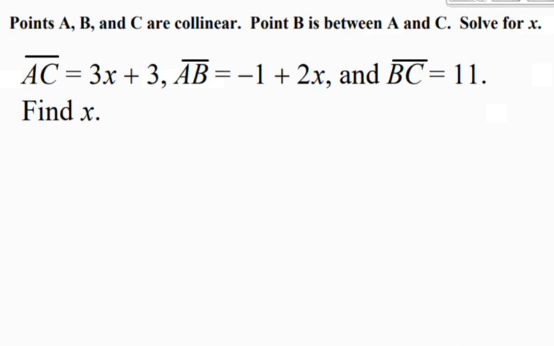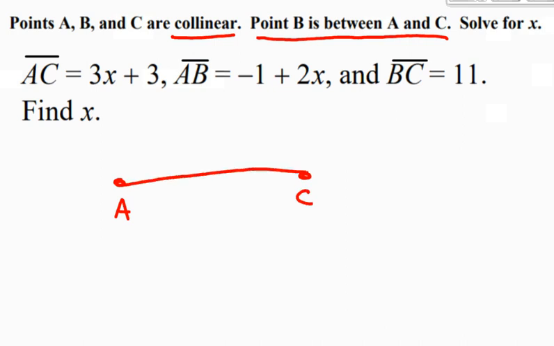A, B, and C are collinear. There's that word again. That means they're all on the same line. And it's very specific here. It says point B is between A and C. So B is someplace in the middle of A and C. So I have point A and point C. I'm going to go ahead and draw my line segment, kind of, sort of. Point B is somewhere in the middle.